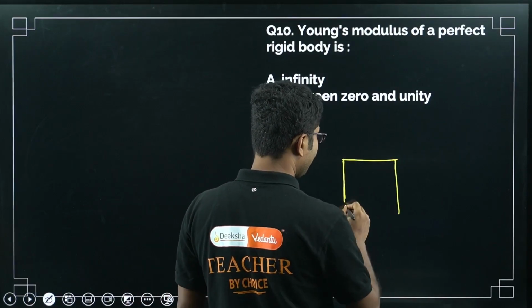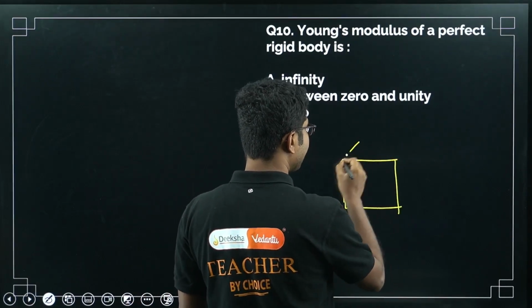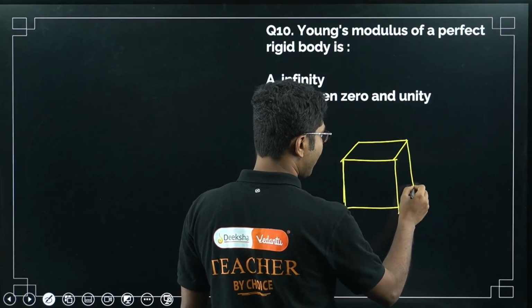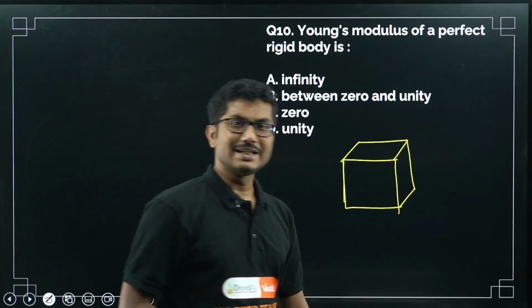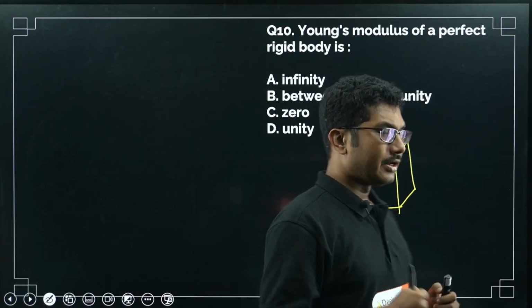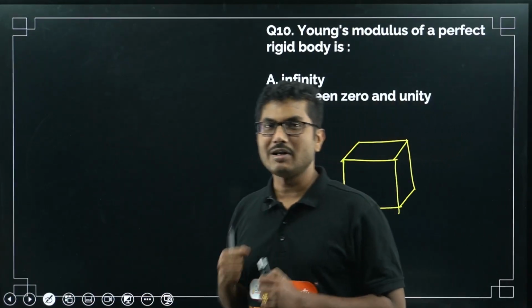What does rigid body mean? What is the meaning of rigid? You may have heard the term in English as well, and it is very common in physics too. Rigid means very stubborn, not ready to change. That is called rigid.